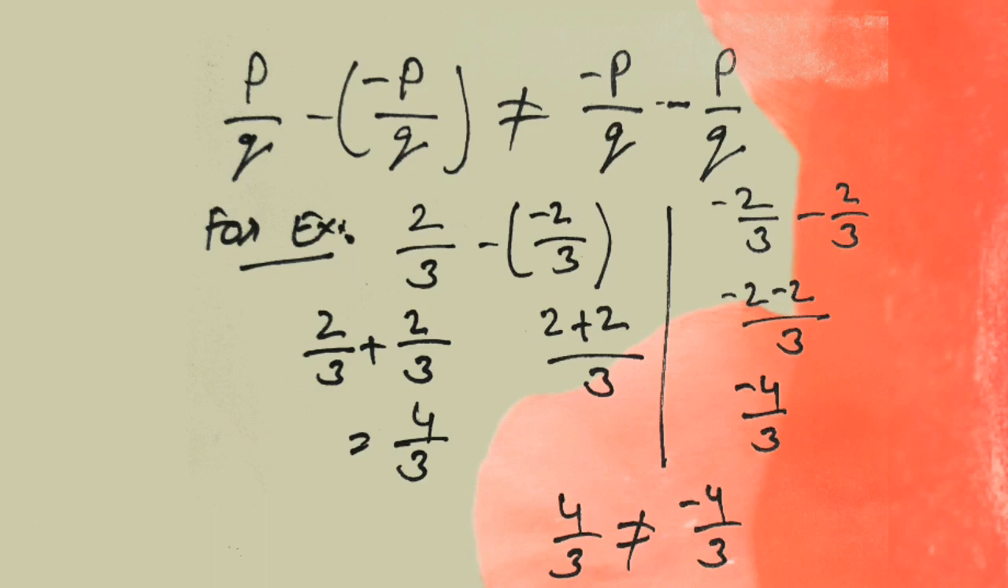In conclusion, we can say that among the properties of rational numbers for subtraction, only one property, the closure property, holds good. All the other properties do not hold good.